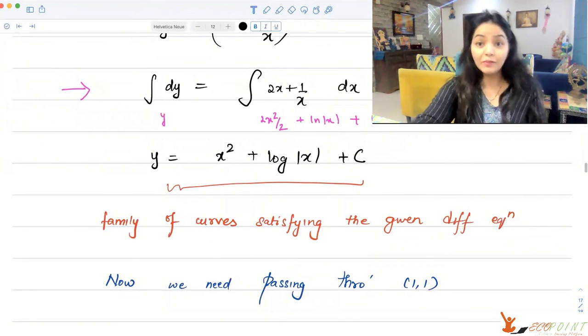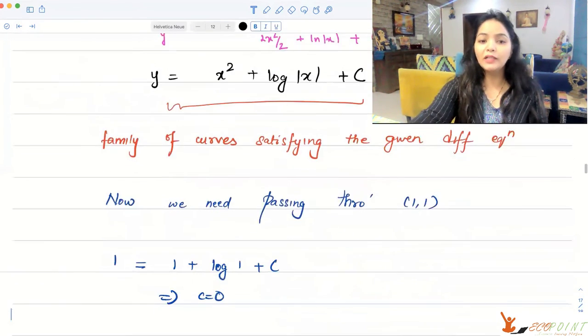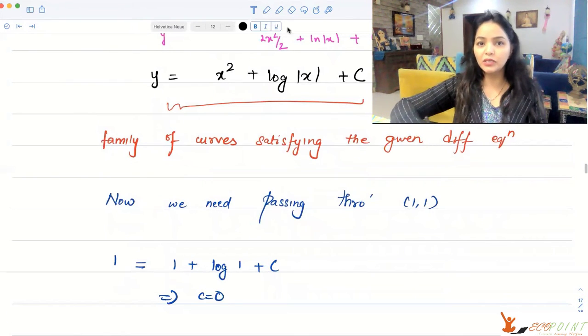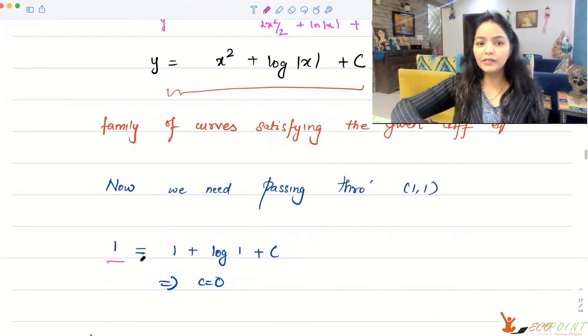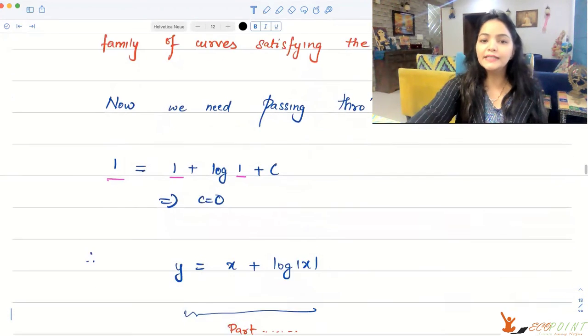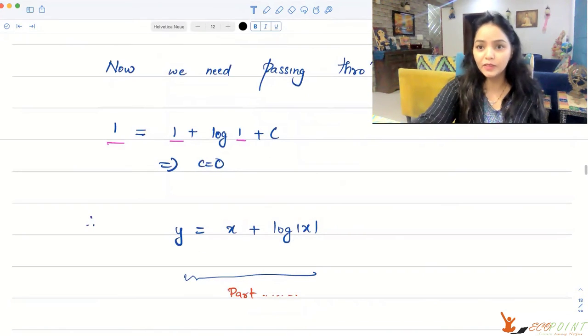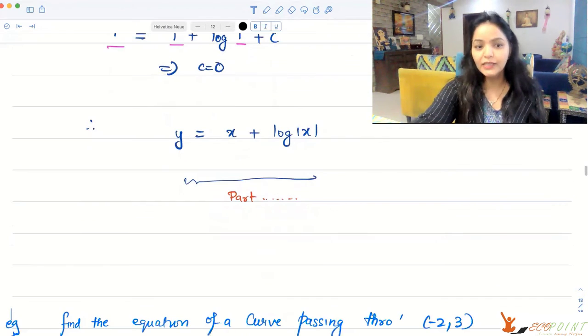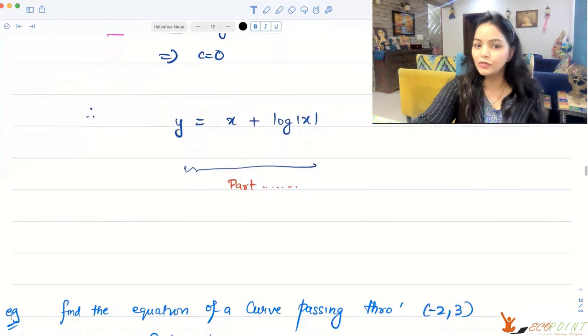Now, we have a particular case also. We need it to pass through 1, 1, which means x and y are both 1. If I put x and y as 1, 1, then since log 1 is 0, the value of c is 0. What we figured out up till now was a general solution, and the particular solution is where c is essentially 0. So y equals x squared plus log mod x. That is the particular solution.